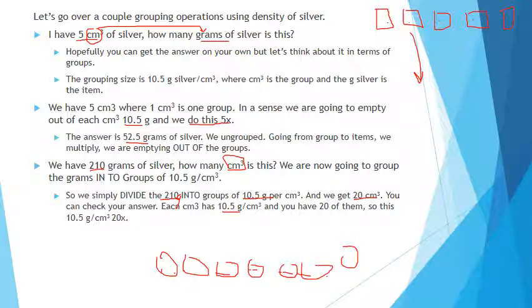So one thing I'm going to talk about a lot: make sure you know your group. If we're going from a group to the number of items, you're going to multiply. You're going to let them out. If you're going the other way, if you're grouping, you're going to divide. You don't have to do it this way. You can use dimensional analysis, but I just like to make things simple. I'm going to divide my things into groups. I'm going to let my groups out and multiply.